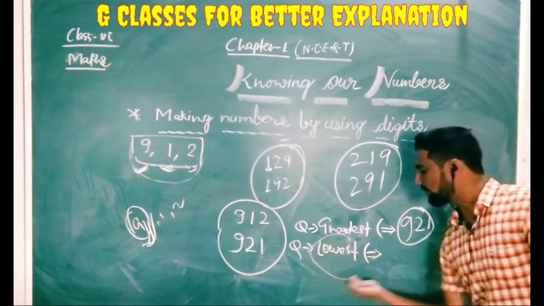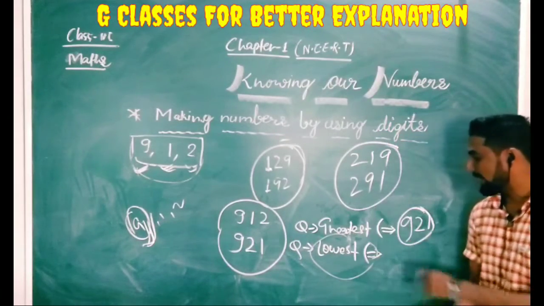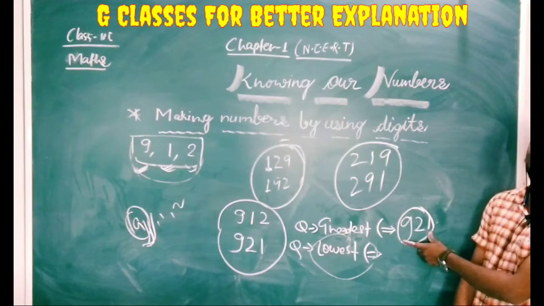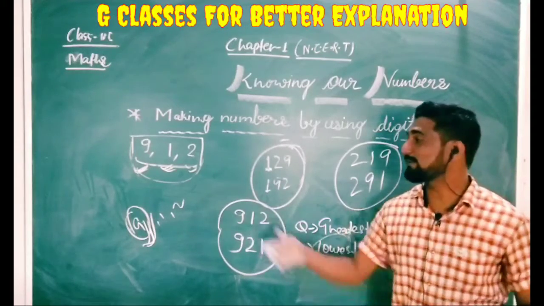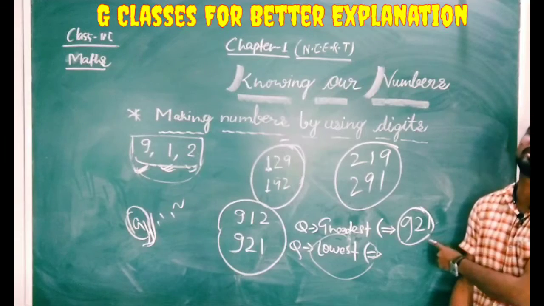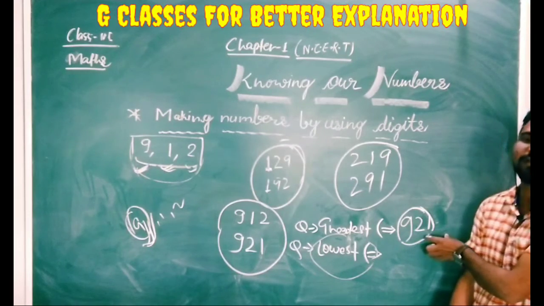Now let us talk about the lowest number. So how to make the lowest number? And one more piece of information I would like to share here: this is descending order also. If you have to write the greatest number using digits, it is written in descending order. First the greater one will be there, and after that descending order will be followed.